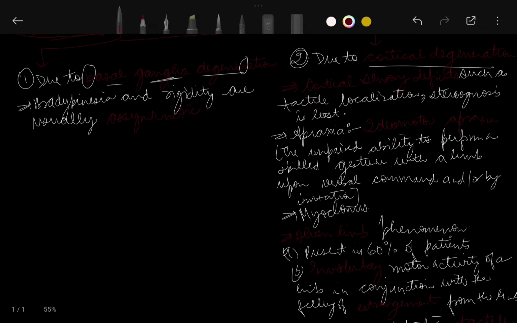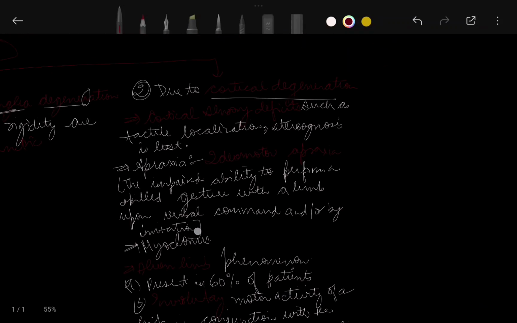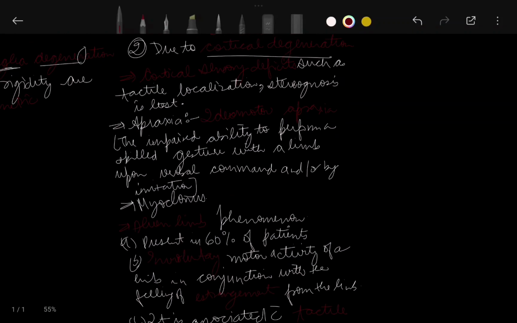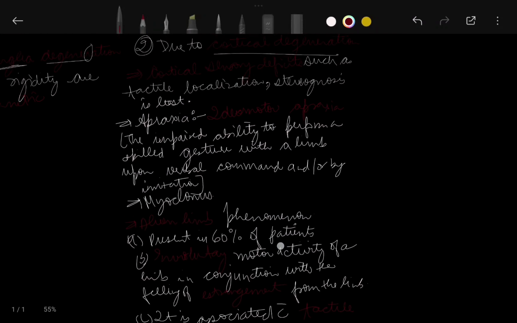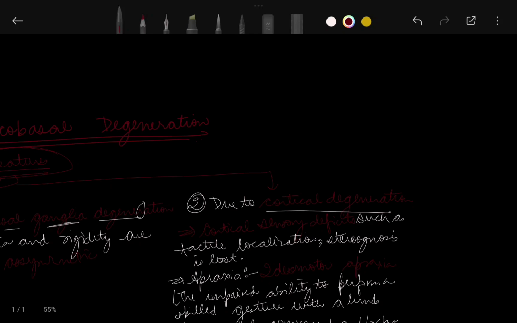Just summarizing: due to basal ganglia degeneration we have bradykinesia and rigidity which are asymmetrical, and due to cortical degeneration we have cortical sensory deficits such as loss of tactile localization and stereognosis. There is apraxia, idiomotor apraxia, myoclonus, and alien limb. Alien limb is present in 60%, with involuntary motor activity, and is associated with tactile Mitgehen. Now till now these were all the clinical features.